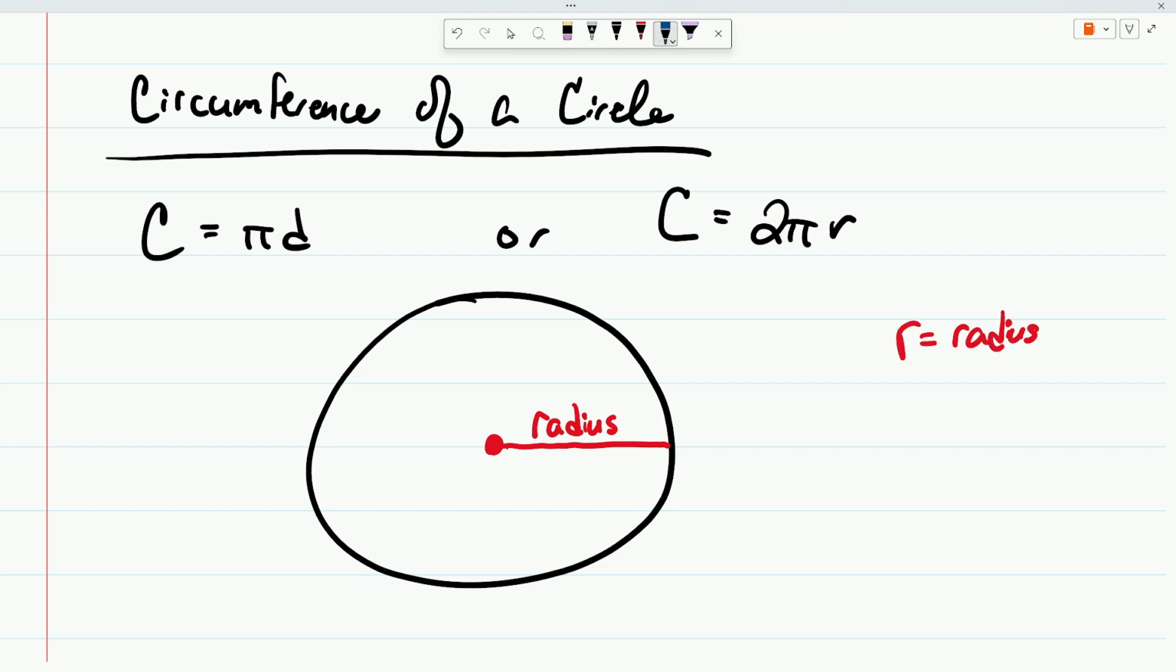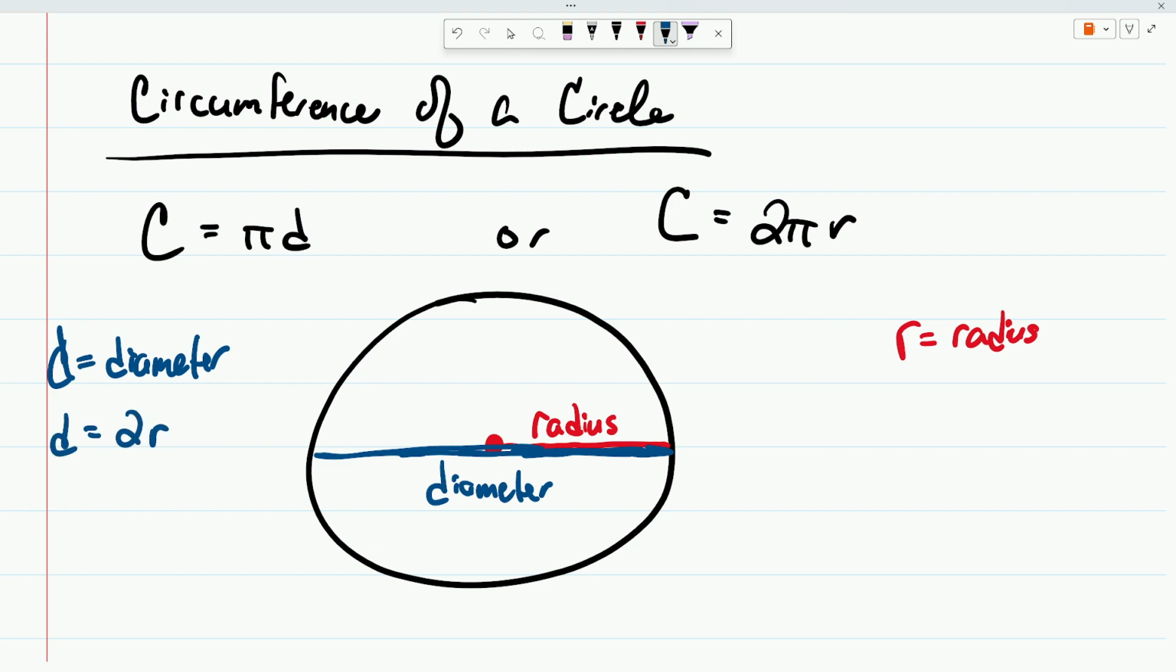If you were to take the radius and extend it from one side of the circle all the way to the other side of the circle, then we call that the diameter. So D stands for diameter. And there is a relationship between diameter and radius, all right? The diameter equals 2 times r, or 2 times the radius. That's why we have these two formulas.